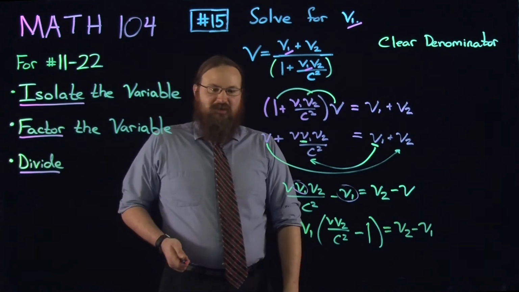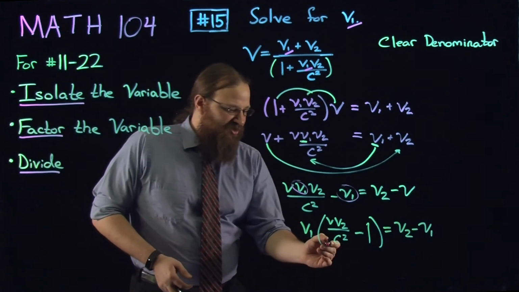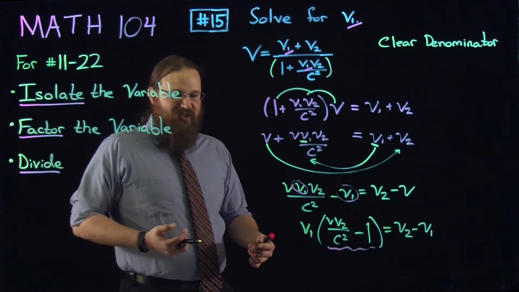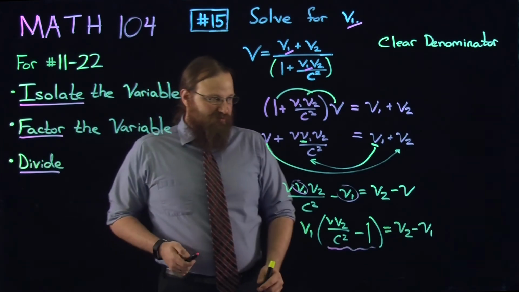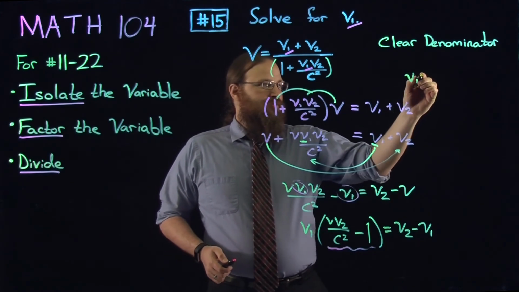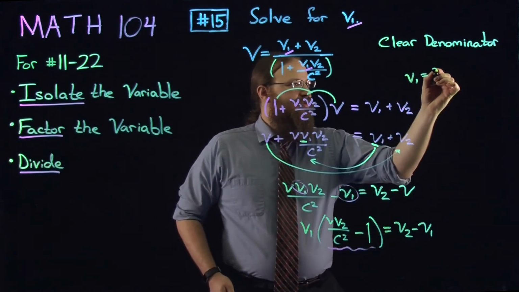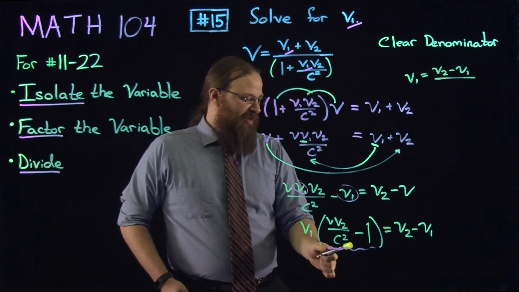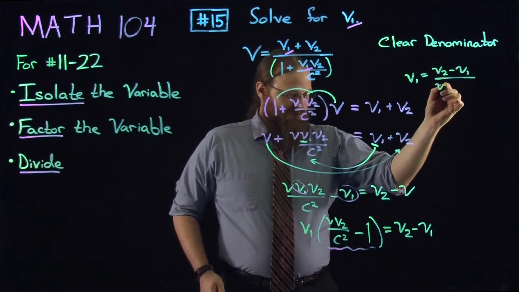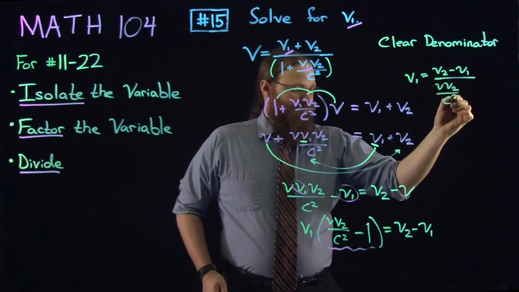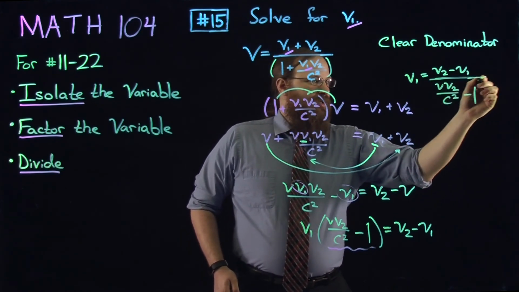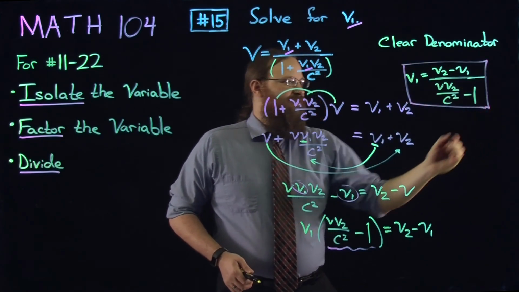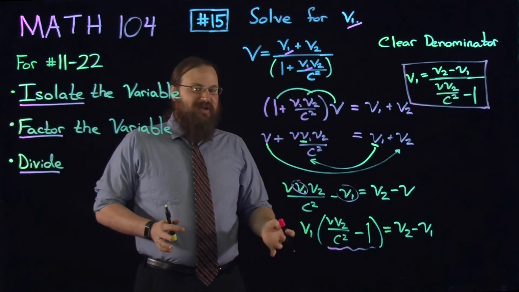Now we're going to divide. We're going to divide away the parts that are not the variable we're looking at, v1. So what is the solution? What is v1? v1 is the right-hand side divided by the factored piece. And this is our solution for the gateway. v1 is that long expression. No need to try to simplify this.